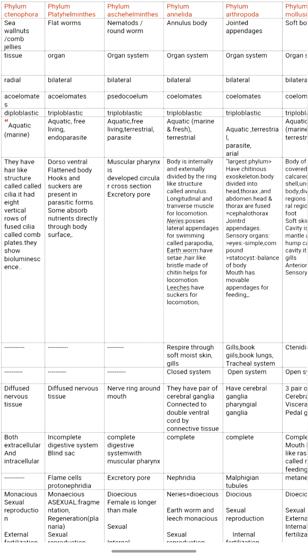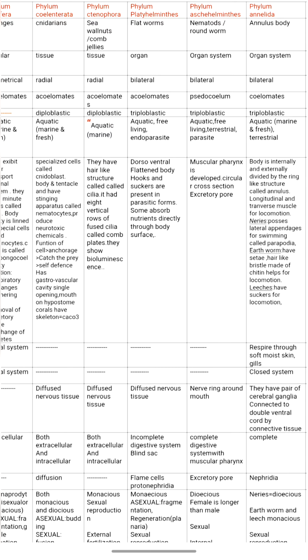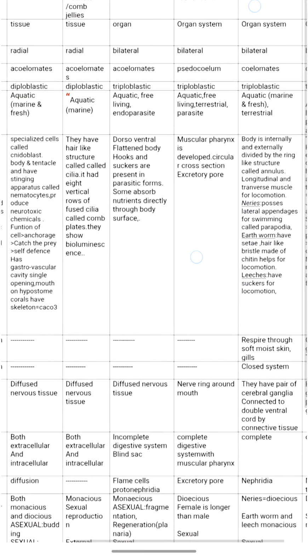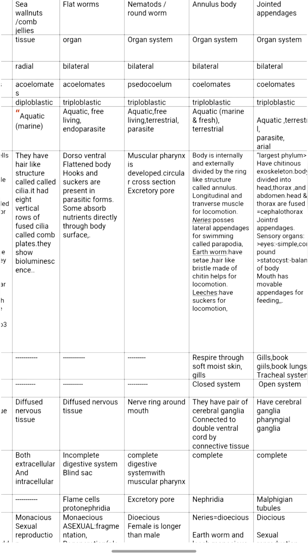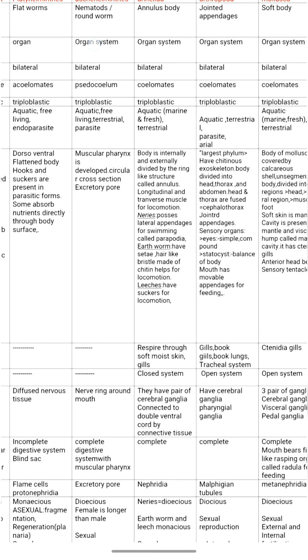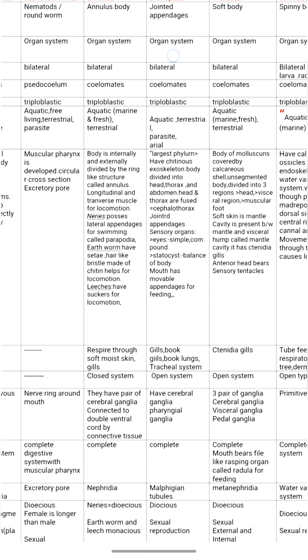Next, coming to phylum Annelida. Its common name is not there, so I have just given annulus body, because Annelida is derived from the word annulus, meaning a ring-like structure. Next is organ system. From Aschelminthes onward, all the phyla have organ system level of organization.